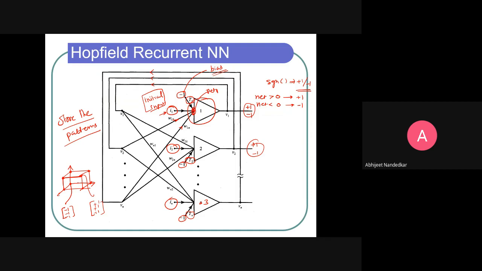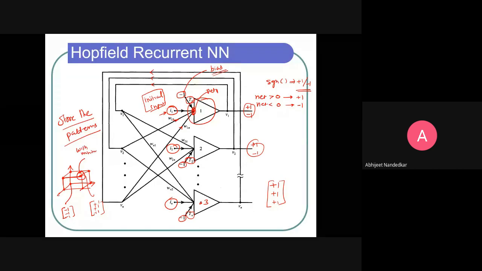Okay. Now what the basic idea here is, suppose I want to store pattern +1, +1, +1 in this network, then I should create at this particular point a point with minimum energy.